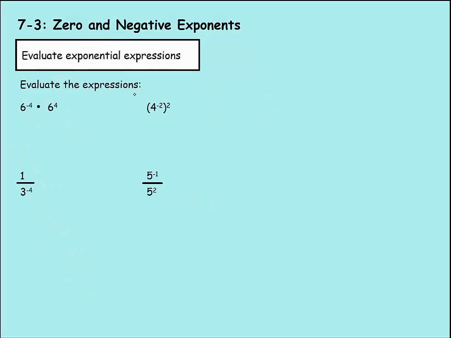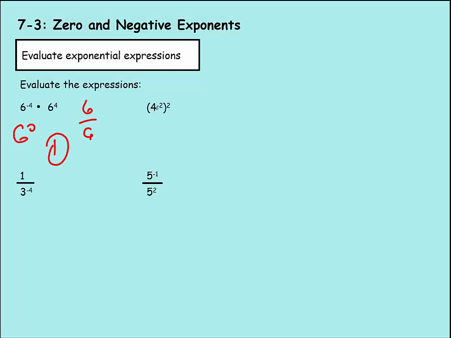We're asked to evaluate these expressions. We have 6 to the negative 4th power times 6 to the 4th power. If you remember our product property before, we would add these exponents when we're multiplying. Negative 4 plus positive 4 equals 0. So we got 6 to the 0 power. And we know that any number to the 0 power would be like dividing it by itself. So 6 divided by 6, which equals 1.